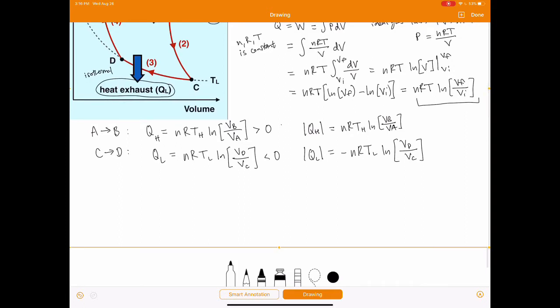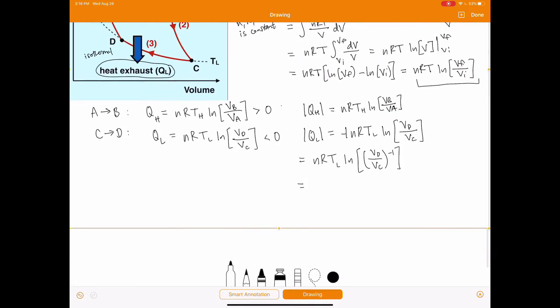So we can take that a step further because if you remember, we basically have a factor of -1 out front. That's the way you can think about that. And I can put that factor of -1 into the natural log as a power. So this would be VD over VC to the -1 power, in other words, which would be N times R times TL times natural log VC over VD. So just flip the order of terms to get the absolute value.